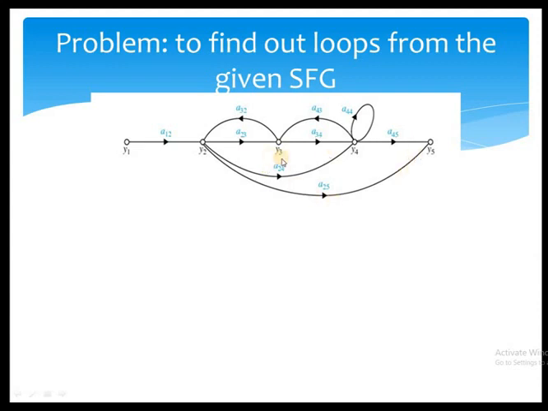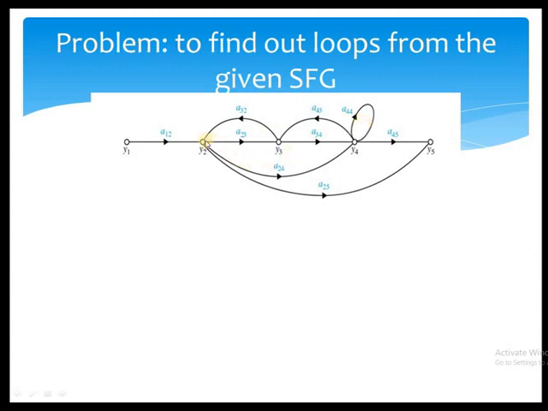What about the loop conditions, whether they are touching or non-touching? Consider Y2, Y3 and back to Y2 as L1, this loop as L2 and this one as L3. If you compare L1 and L2, they have a common node, so these two loops are touching loops. If you compare L1 with L3, there is no common node, because L1 consists of Y2, Y3 and Y2, whereas L3 consists of only Y4. So L1 and L3 are non-touching loops.